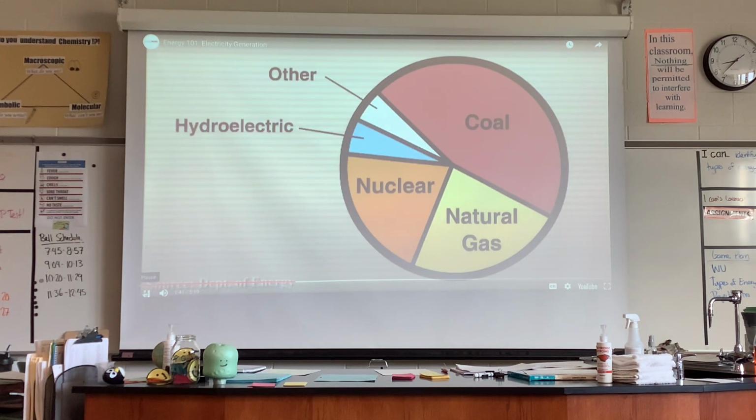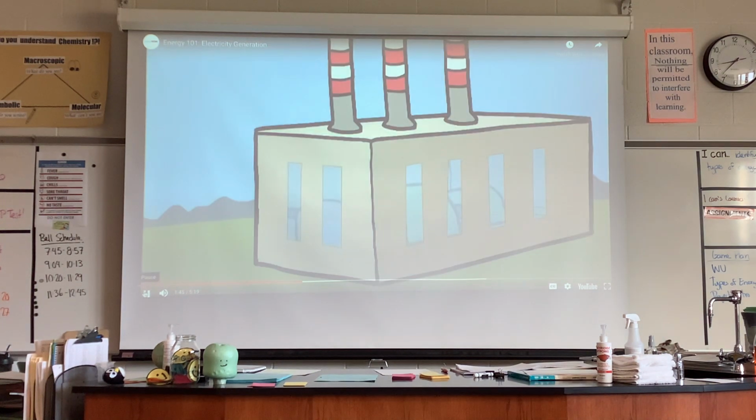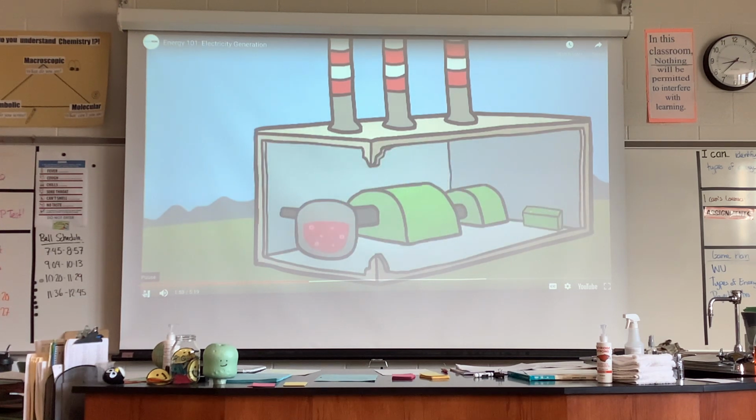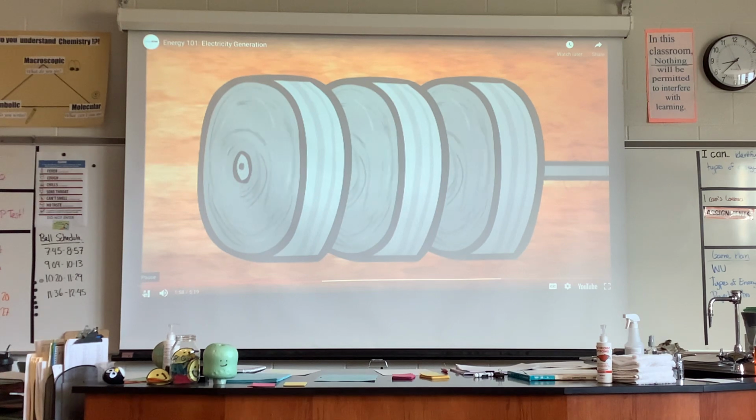Today, the majority of America's electricity comes from thermal power plants. Fuels like coal, natural gas, biomass, and uranium are used to heat water until it produces steam, which powers a turbine and generates electricity. That steam turns propeller-like blades around a rotor inside the turbine.